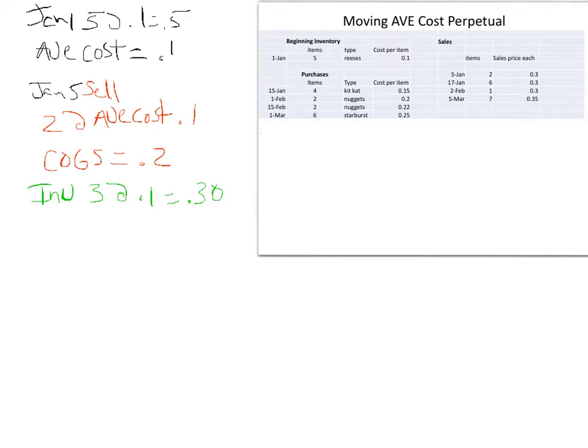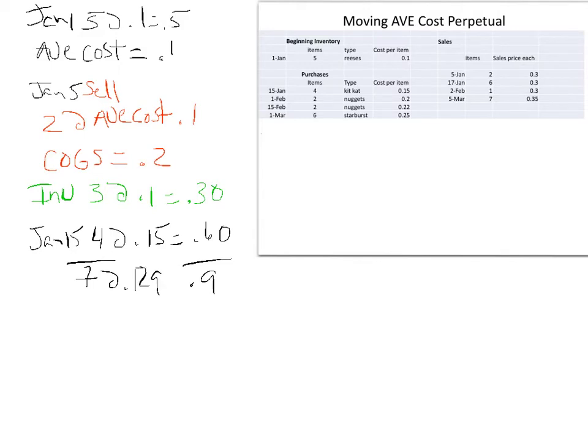And so now we're going to purchase something. On January 15th, we purchase 4 at 15 cents, which gives us a total cost for those items of 60 cents. Okay? So I have 7 items total, and I have 90 cents. All right? And so that gives me an average cost of 0.129. So about 13 cents per.